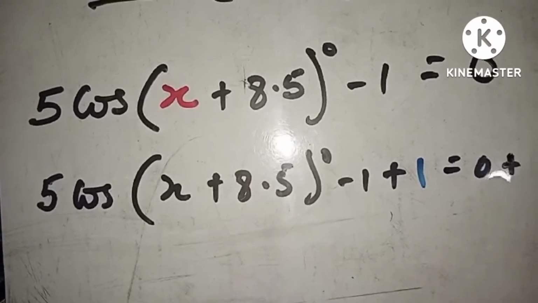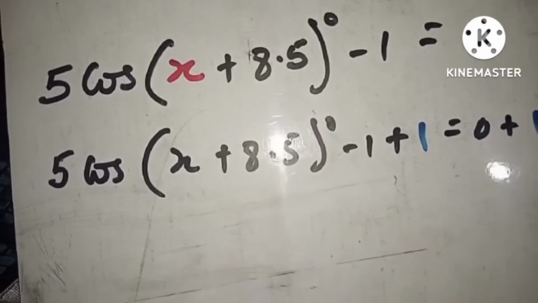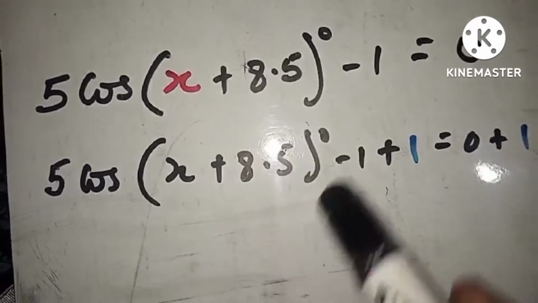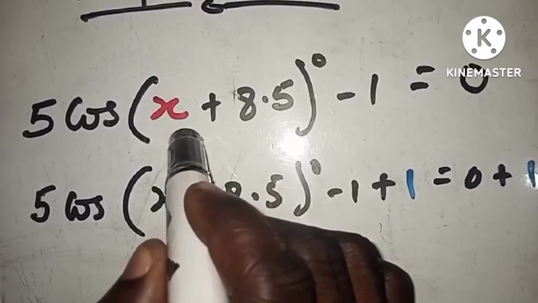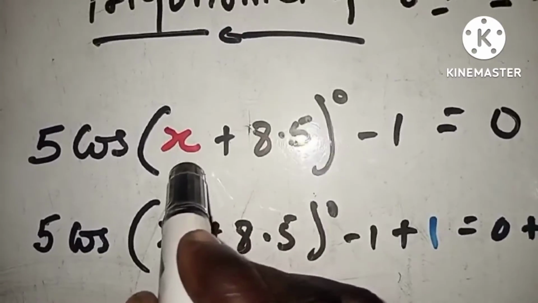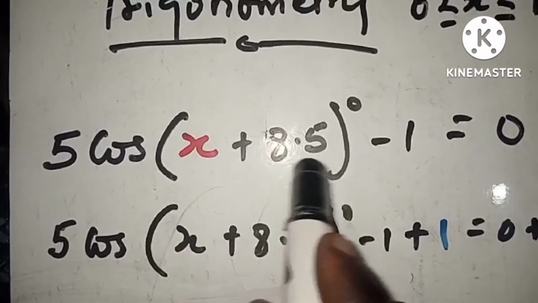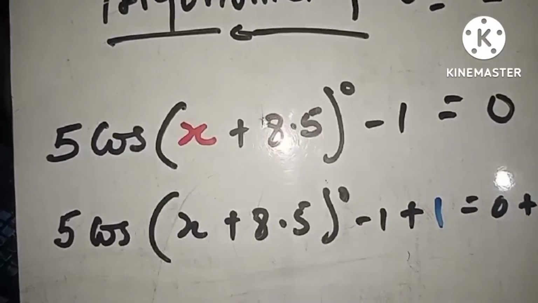Are you there? That's very, very simple. So 0 plus 1. Is that okay? Why are we doing that? Because we want this guy to vanish. Because we want to determine the value of x, so that if you perform this operation, we are going to have a 0 at the end.